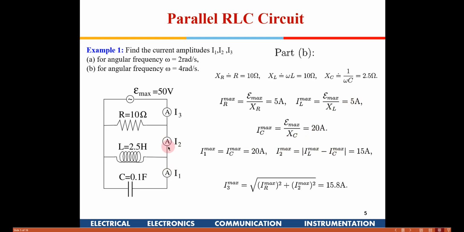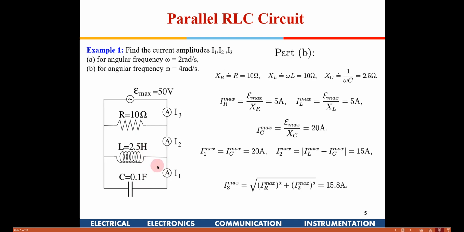Now what would be the current out here in I2? If you see, it will be IL minus IC, because these two currents are going to be 180 degrees out of phase. The inductor current is going to lag the applied voltage by 90 degrees, and the capacitor current is going to lead the voltage by 90 degrees.